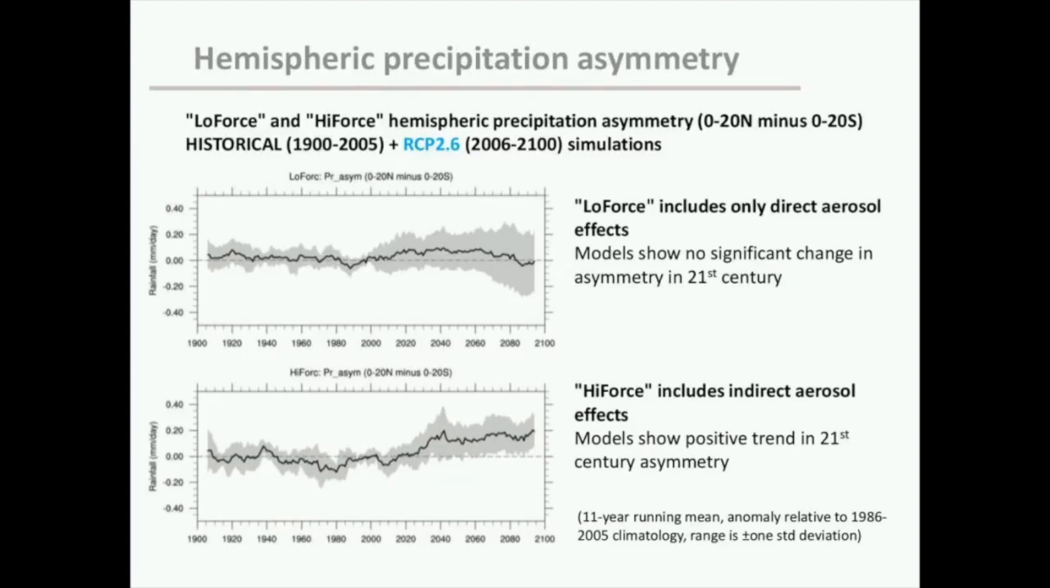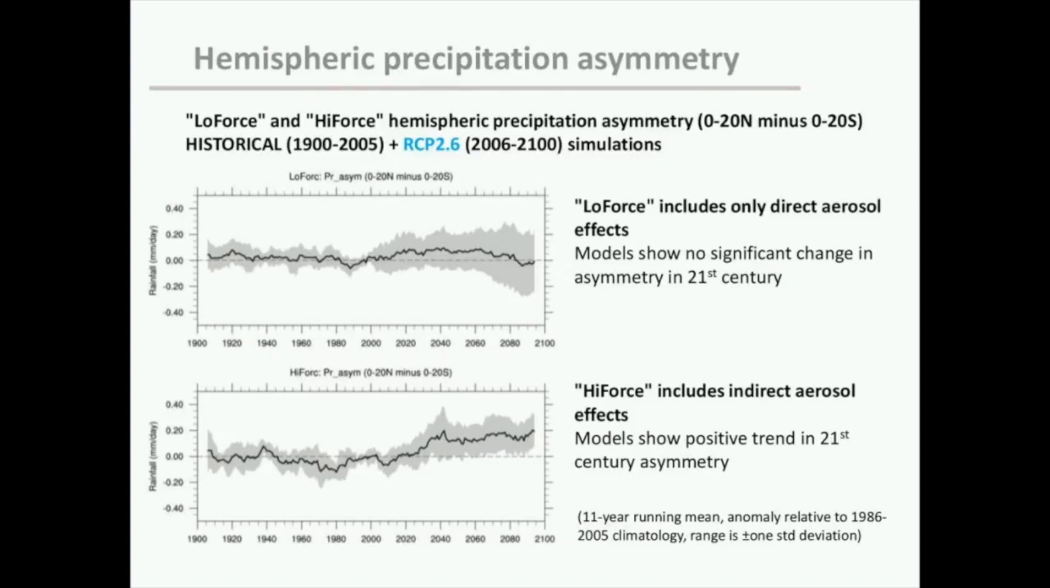Firstly, I looked at the asymmetry, just taking the average rainfall in the north between 0 and 20 north, minus the average rainfall in the southern hemisphere between 0 and 20 south. So this is the zonal average right around the globe for those two bands. And it's basically just a measure of the asymmetry in rainfall between northern and southern hemispheres. We've got the historical runs, and then up the top the low force models, and down the bottom the high force models, and we're looking at 2.6, our relatively low emissions scenario here.